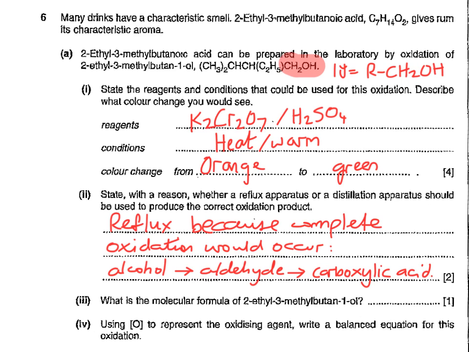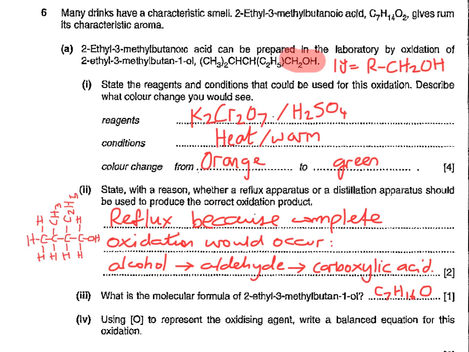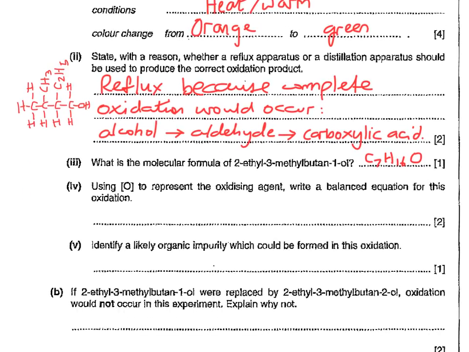So what you could do here is draw out the structure on the side, just to remind yourself what it would look like. So this would get us C7H16O. So let's move the screen down so we can see what the next part of the question wants us to do.